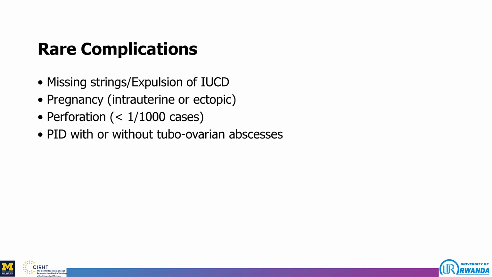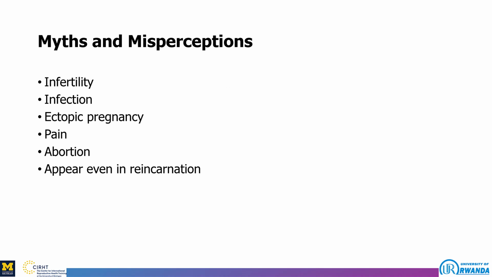Perforation: if the person inserting the IUD is not trained or skilled enough, then the person may extend too far, and it may lead to perforation, but perforation occurs in less than 1 in 1,000 cases. Pelvic inflammatory disease with or without tubal ovarian abscesses may also be some of the rare complications. Also, we have some myths and misperceptions about the copper IUDs.